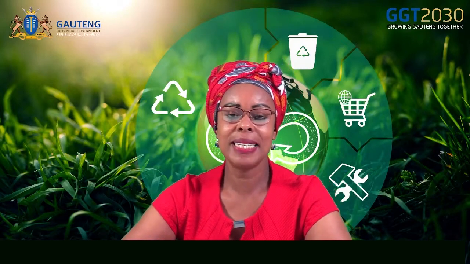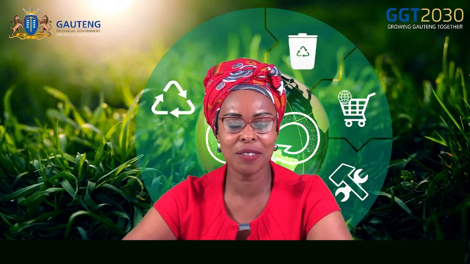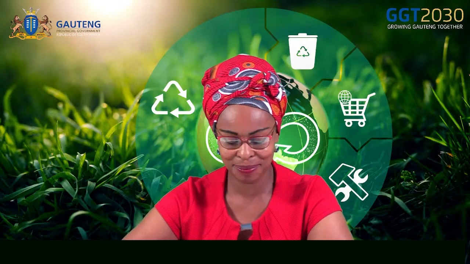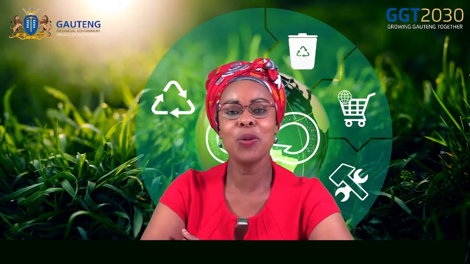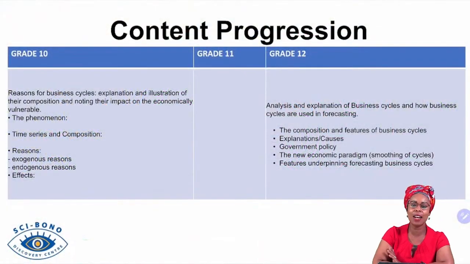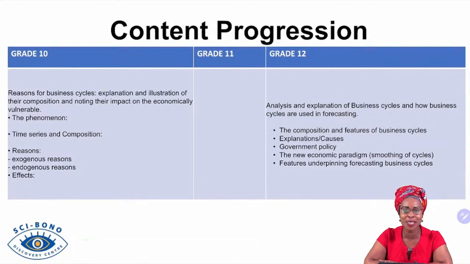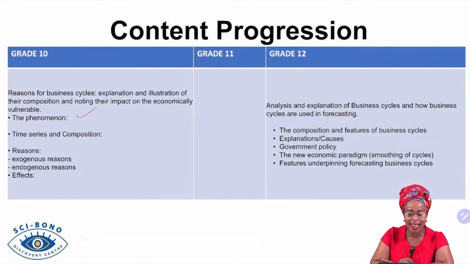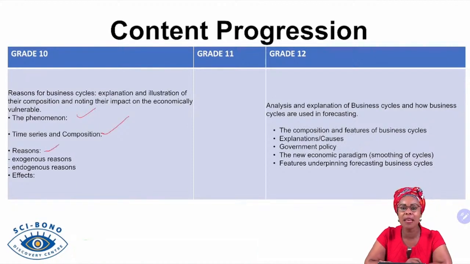So as I've mentioned, the topic for today's grade 12 lesson is business cycle. So let's go back to where you started. In grade 10, the topic of business cycle was taught. You learned a lot about it, but you only focused on the phenomenon, the time series and the composition. You also looked at the reasons why business cycles exist, especially the exogenous reasons and the endogenous reasons. And you also learned about the effects of business cycles.